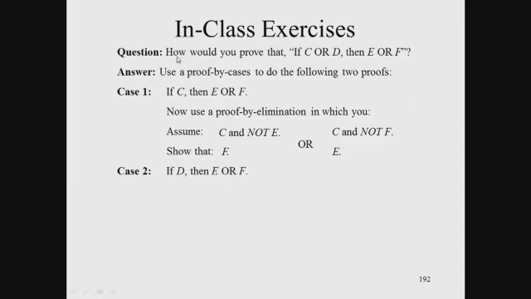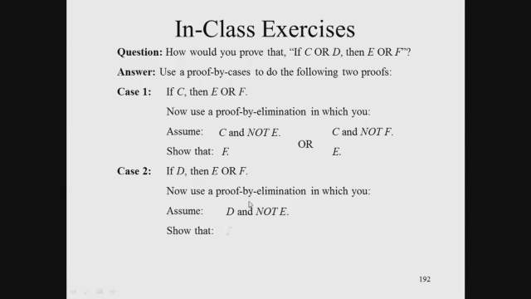Let's go down here to case two. When you're finished with case one, then you have to come down here and do case two. To show that if D is true, then either E or F is true, just like up here, it's a proof by elimination. So we can assume D is true and E is not true. We have to show that F is true. Or we can assume that D is true and F is not true and show that E is true. Either one of these two will work.